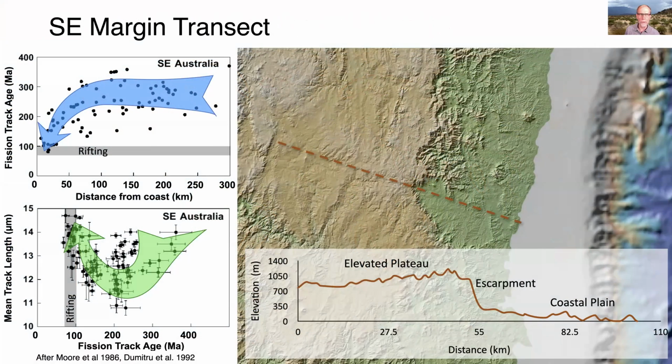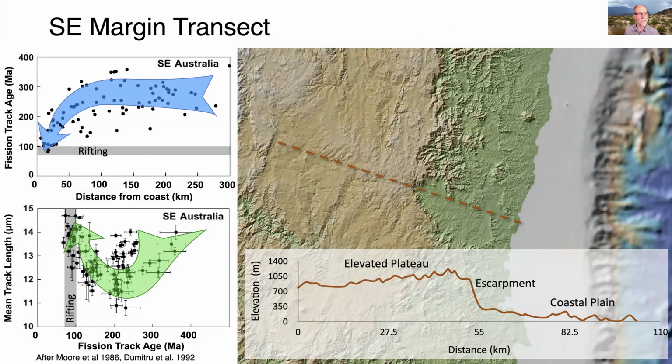If we look at the southeastern Australian margin, especially along the classic transect between about Nimmitabel, past Brown Mountain at the escarpment, through Bega, out towards Tathra-Bermagui on the coast, we see this elevated plateau surface, the erosional escarpment, with a relief of about 900 metres, and the coastal plain going out to the present-day coast.